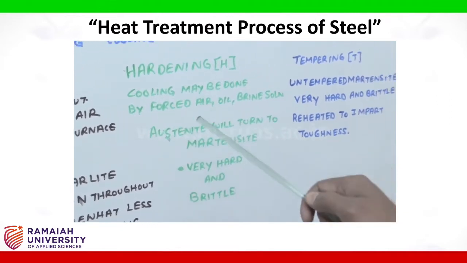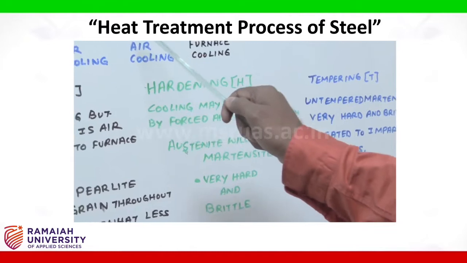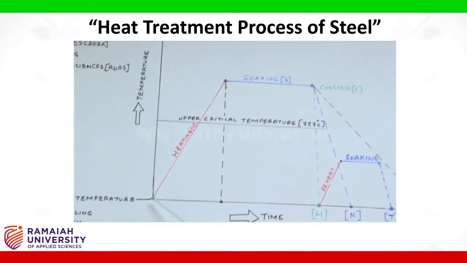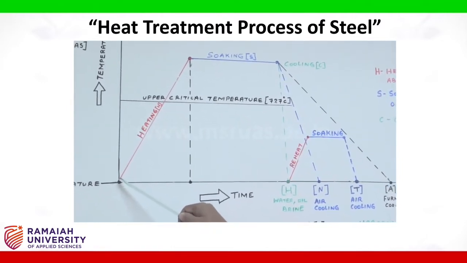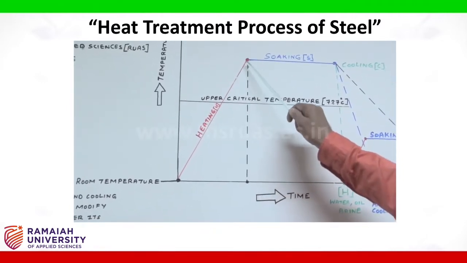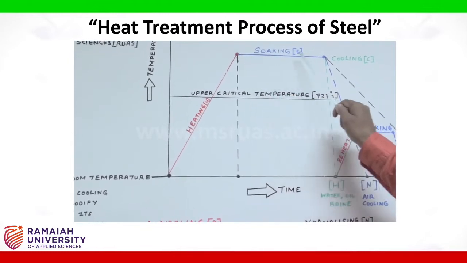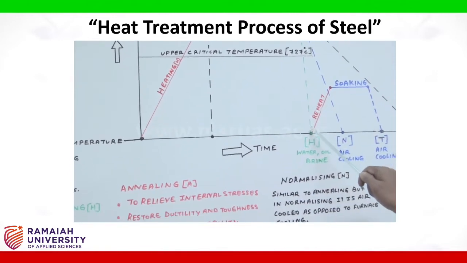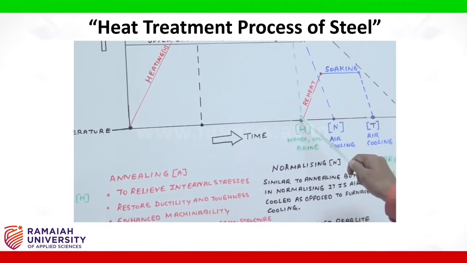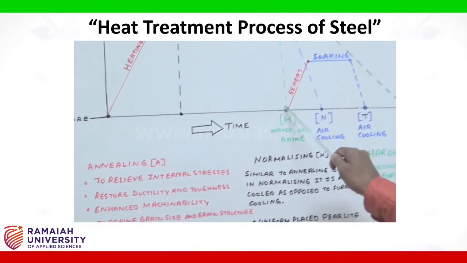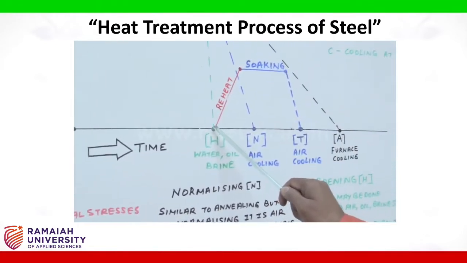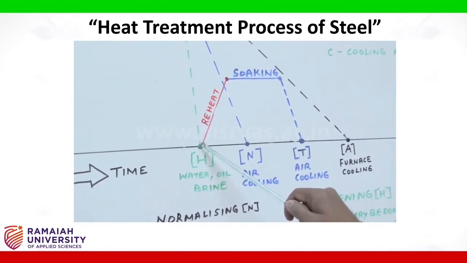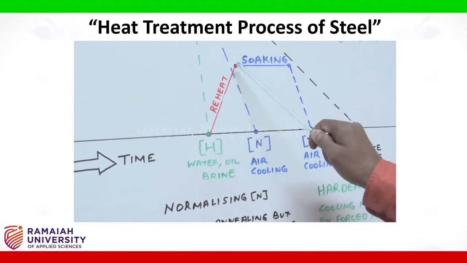And the last heat treatment process is tempering. Again, keep the sample in the furnace at room temperature, heat above the upper critical temperature, then soak, then cool in either water, oil, forced air, or brine solution, that we call quenching. At this point, after quenching, thoroughly clean the sample and reheat it.